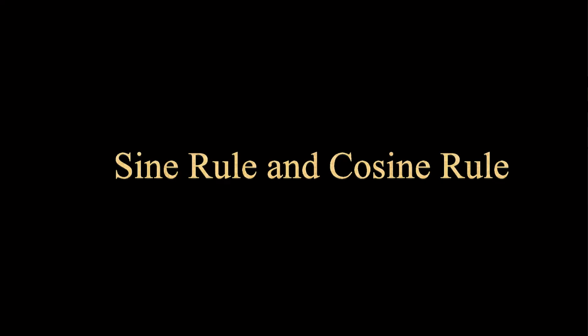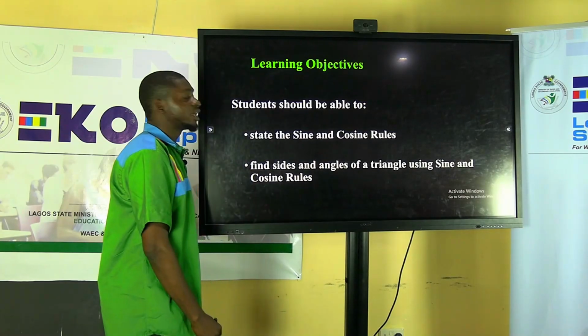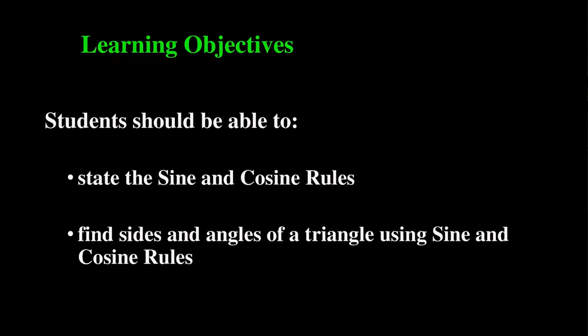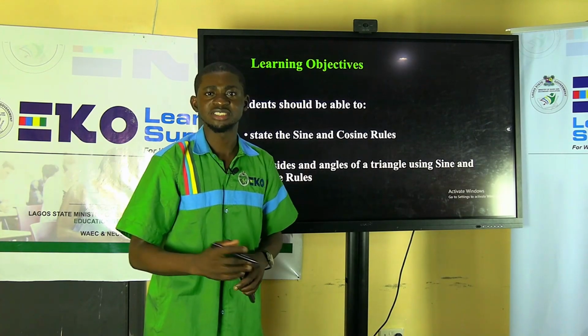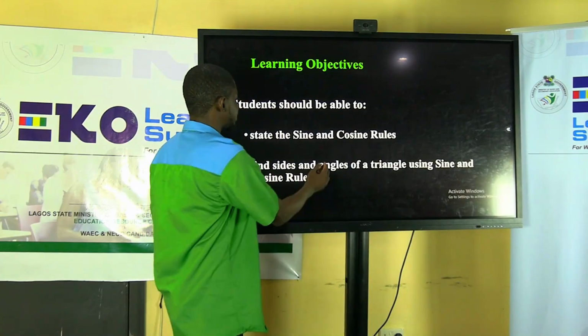Like I said, we are considering sine rule and cosine rule. This will be our learning objectives for today. You should be able to state the sine rule and cosine rule. You should be able to find sides and angles of a triangle using sine and cosine rule. We are going to be very brief and interactive. So let's start.